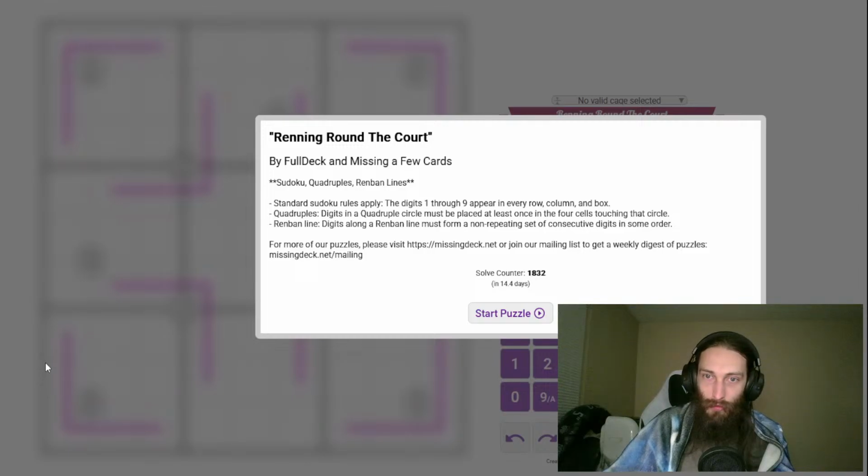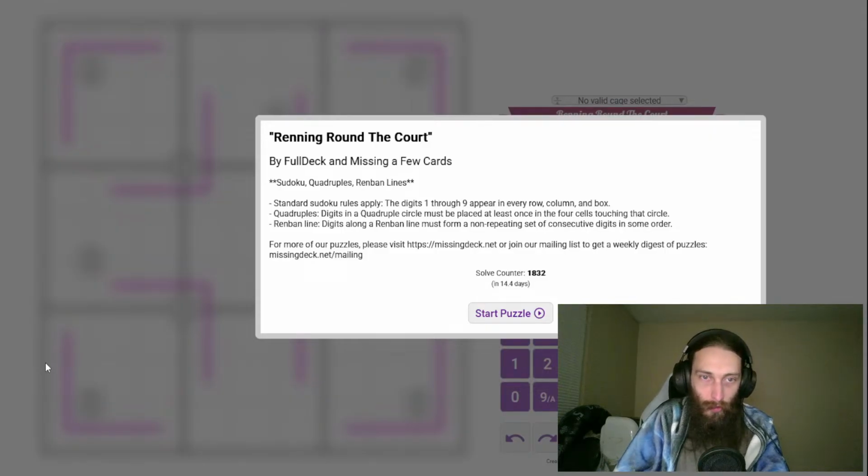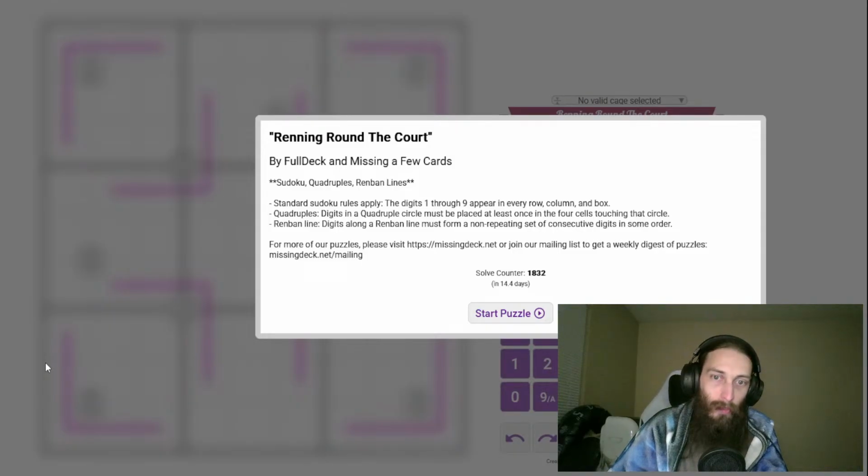So with that, I think it's Sudoku time, because I don't have anything to share, unless you do. Our first puzzle was recommended by Chip Sounder last time, and this puzzle is Running Round the Court, by full deck and missing a few cards. Sudoku, quadruples, and Renban lines. Standard Sudoku rules apply. The digits 1 through 9 appear in every row, column, and box.